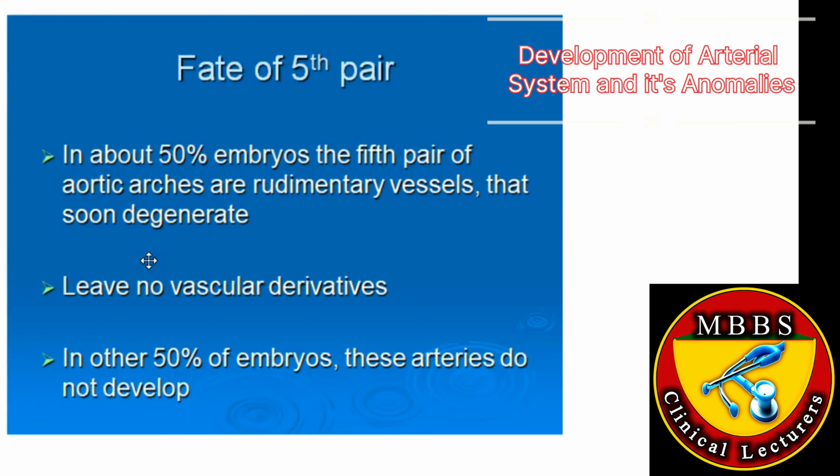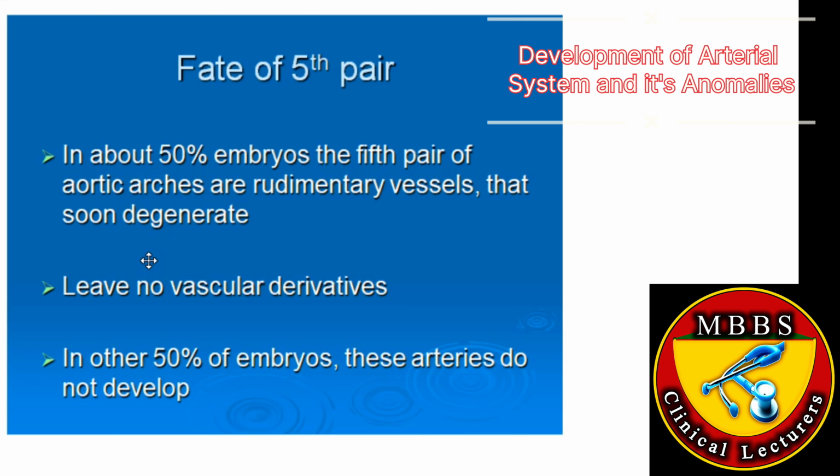The fate of the fifth pair of aortic arches is that in about 50% of the embryos, the fifth pair of aortic arches are rudimentary and they soon degenerate and leave no vascular derivatives. In another 50%, these do not develop. So in 50%, even if they develop, they are rudimentary and soon degenerate, but in the other 50%, they are not formed at all. So the first and the second pairs degenerate, but they give rise to remnants. They give rise to the maxillary arteries and the stapedial arteries.